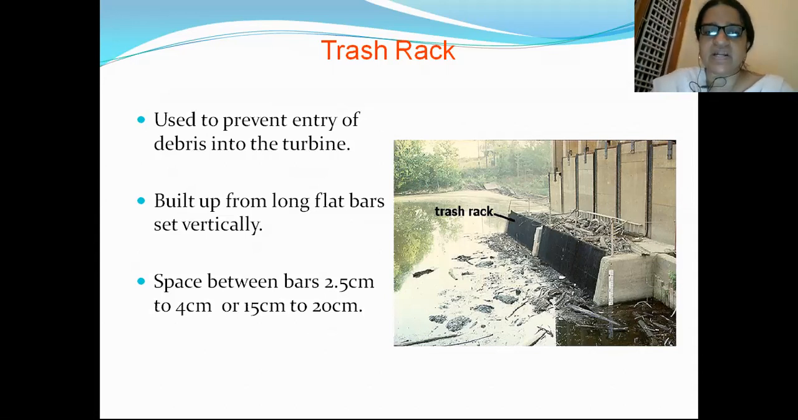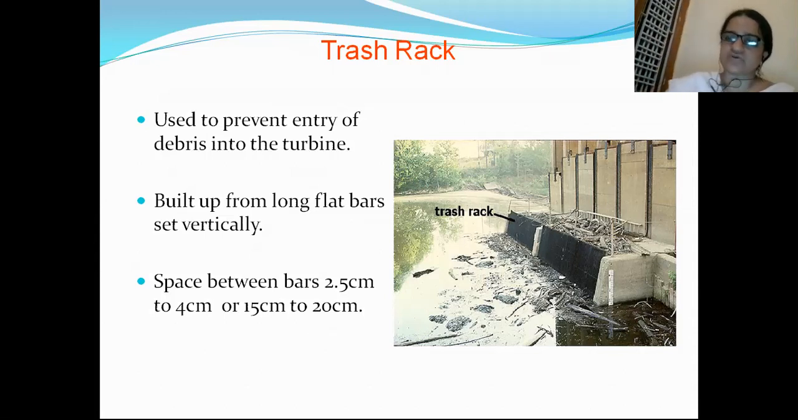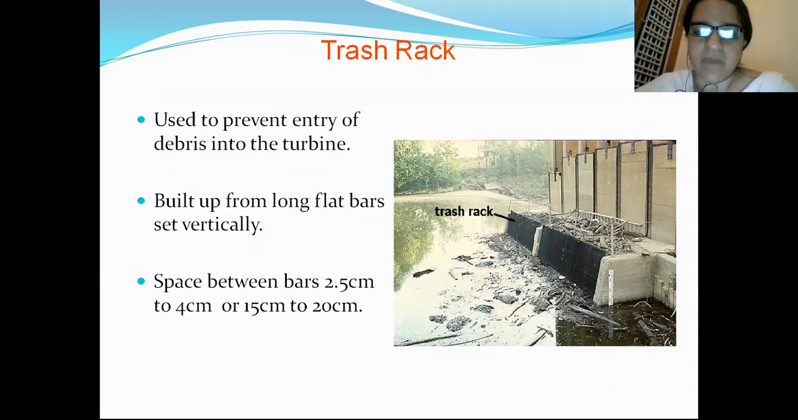It is built up from long flat bars set vertically. They are vertical in shape. The space between bars is 2.5 centimeters to 4 centimeters, or 15 centimeters to 20 centimeters. Whatever vertical trash rack bars you are placing, the distance between the bars is given as 2.5 to 4 centimeters or 15 to 20 centimeters.